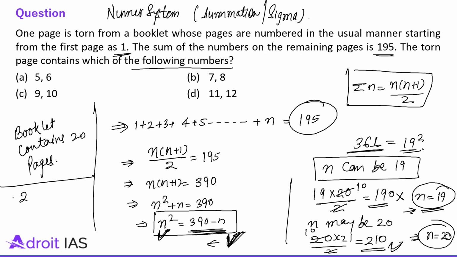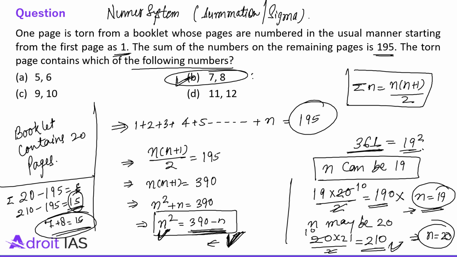And so sigma 20 minus 195 is the answer. Sigma 20 minus 195, so 210 minus 195 is 15. So 2 consecutive numbers which are missing have a sum of 15. So 15 is 7 plus 8. So page number 7 and page number 8 are missing. The sheet in which pages 7 and 8 are there is missing from that booklet. So the correct answer is option B.